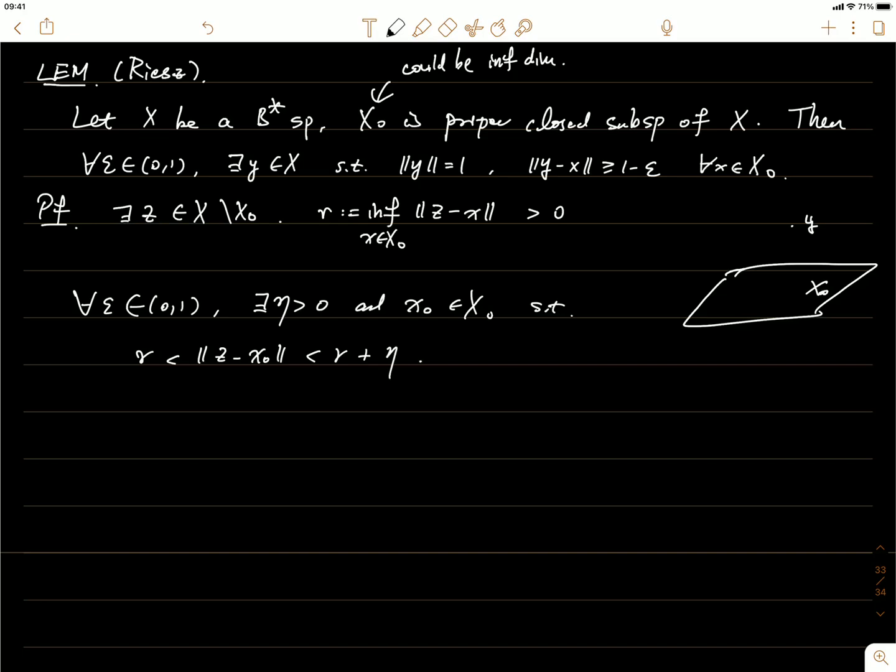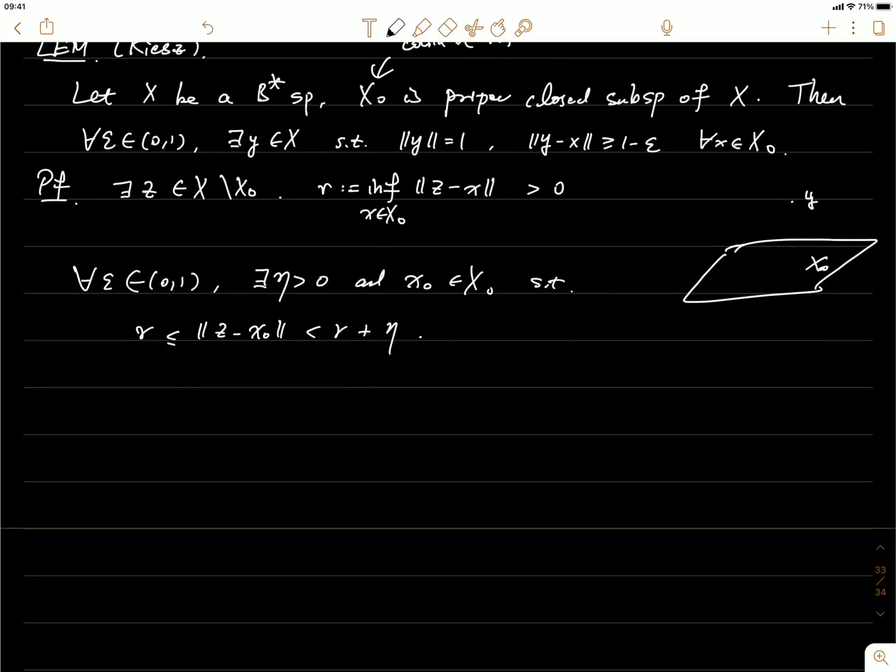The reason for this is that r is defined as the infimum. So that means for any eta, I can find an x naught such that the norm of z minus x naught is bigger than or equal to r, but less than r plus eta. This is because of the infimum we used in the definition of r. So I have this, and then in this case, I can just find my y.